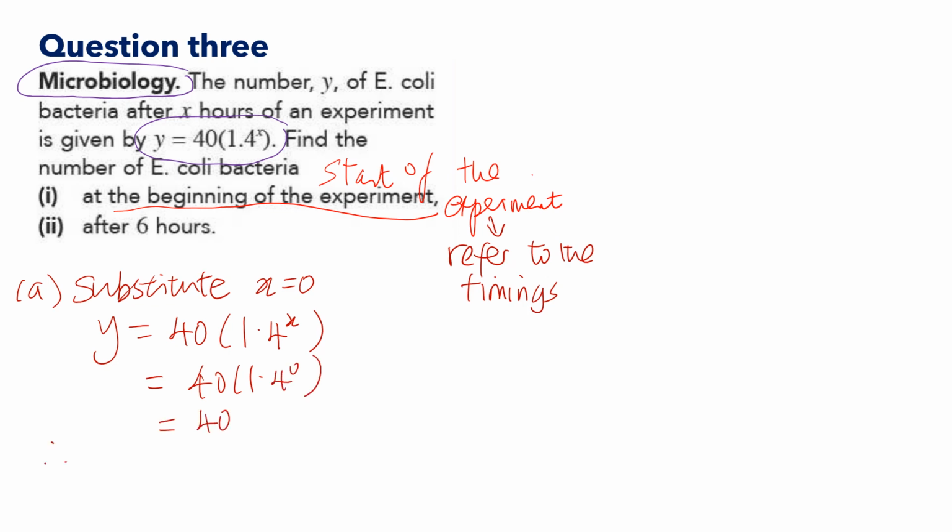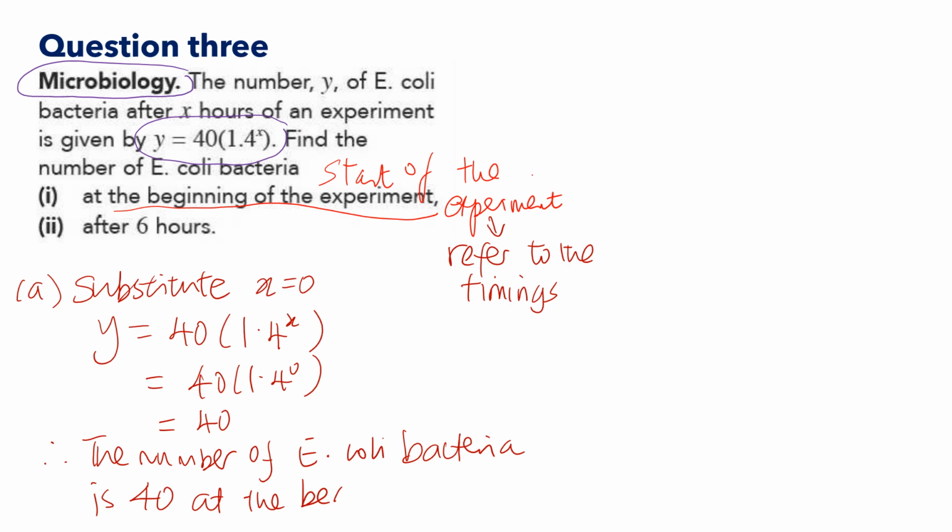So therefore, at the beginning of the experiment, the number of bacteria is 40. Alright, so that's part A, relatively easy.